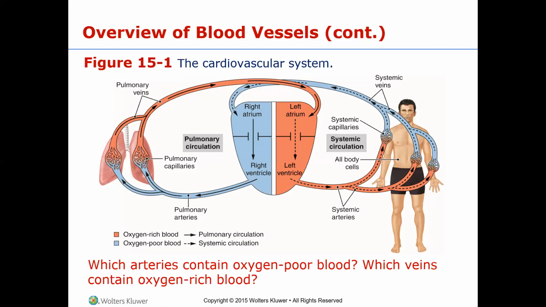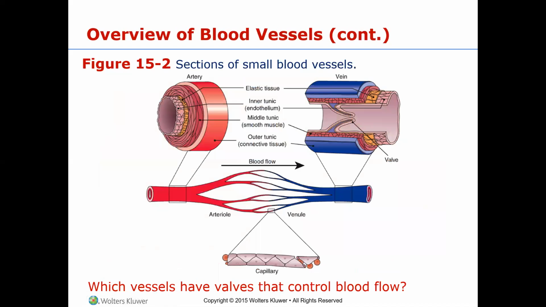And then which veins contain the oxygen-rich blood? Those would be the pulmonary veins. Okay, they picked up that oxygen, and they're going to get returned back to the left atrium, to the left ventricle, to get pumped out to the entire body to deliver the oxygen to the tissues of our system.